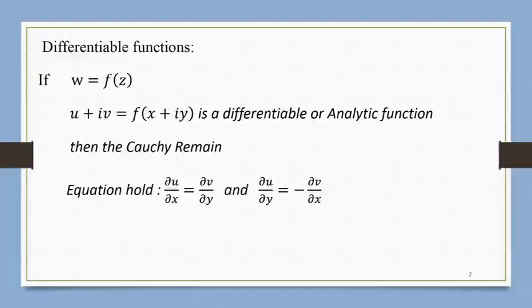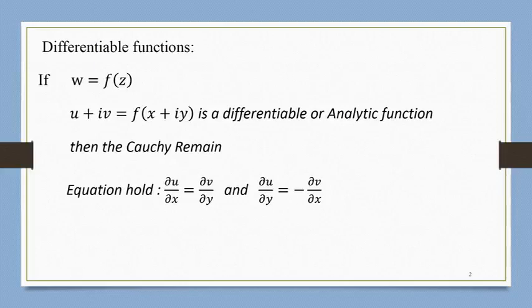So let's start with the definition. If we have any function w = f(z), we say that this function is differentiable or analytic if it satisfies the Cauchy-Riemann equations. The condition consists of two equations. The first condition is that the partial derivative ∂u/∂x is equal to ∂v/∂y, and the second condition is that ∂u/∂y is equal to minus ∂v/∂x.